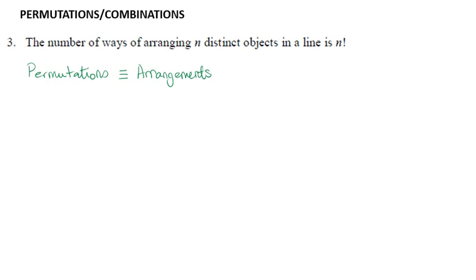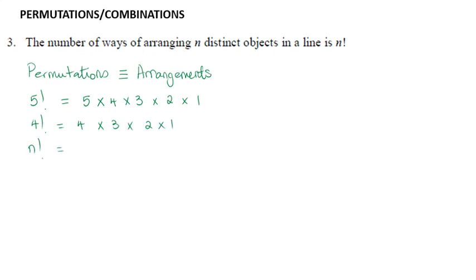So rule number 3: the number of ways of arranging n distinct objects in a line is n factorial. Now, factorial has not been introduced to you yet, but it's quite simple. Let's say we have 5 factorial. 5 factorial is 5 times 4 times 3 times 2 times 1. So we start with the 5 and then we go down by 1 each time and multiply. 4 factorial would be 4 times 3 times 2 times 1, all the way down to 1.